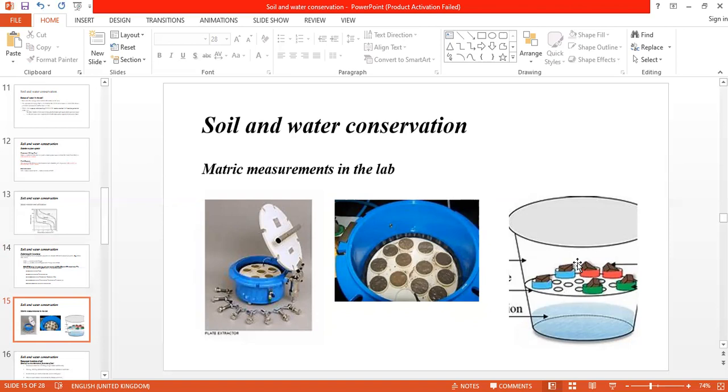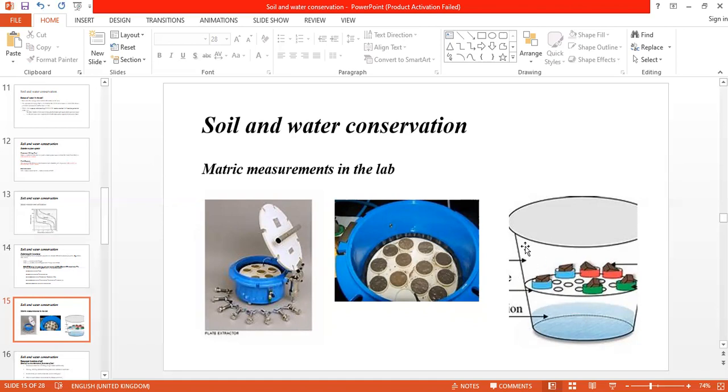So in one chamber, we apply 33 kilopascals. When we apply this force, the water that is in these soil particles, because this chamber is closed and under pressure, will start to be removed from the soil, draining down here. So the higher the pressure, the more water will be draining.